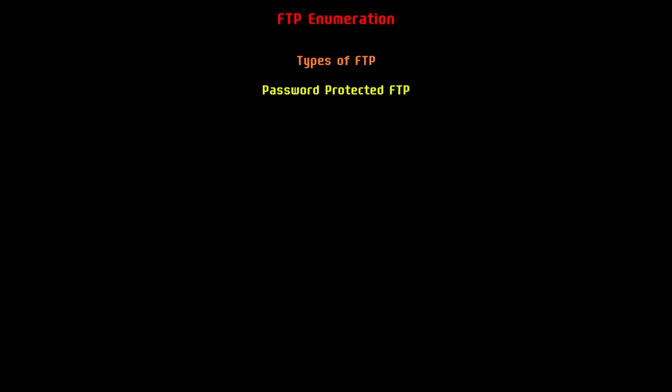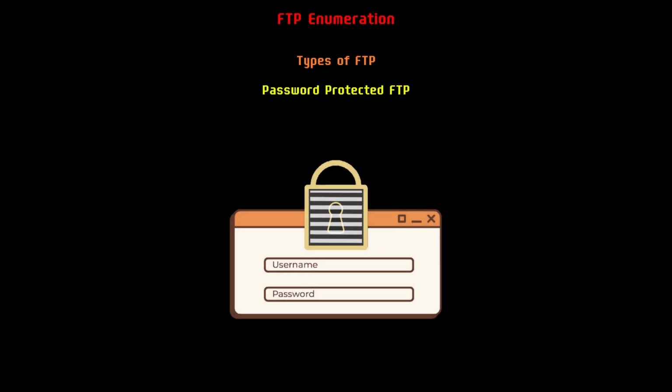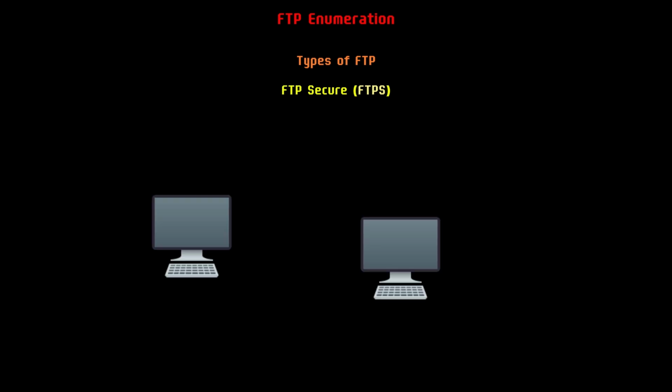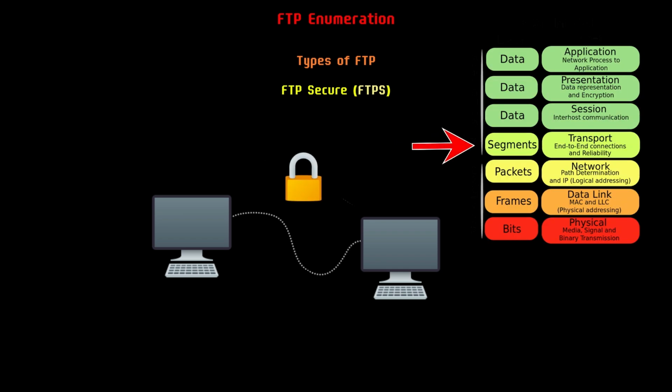The second type is password-protected FTP. This type of FTP is similar to the previous one, but the change is the use of a username and password. Next is FTPS, also called FTP over Secure Sockets Layer. It is a more secure version of FTP data transfer. Whenever an FTP connection is established, Transport Layer Security is enabled.